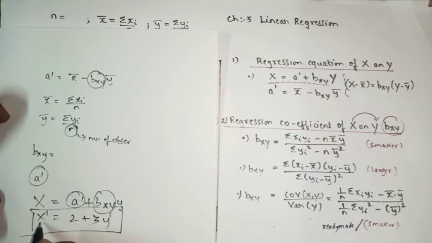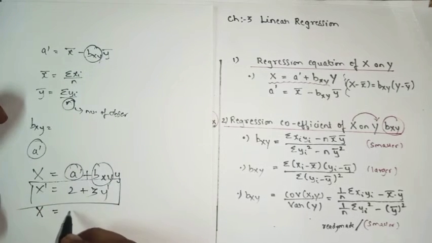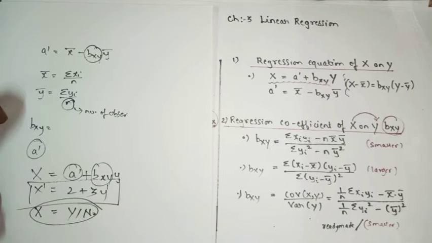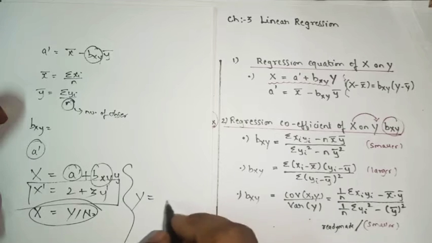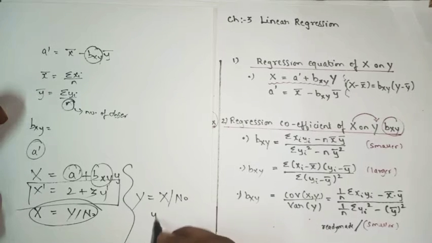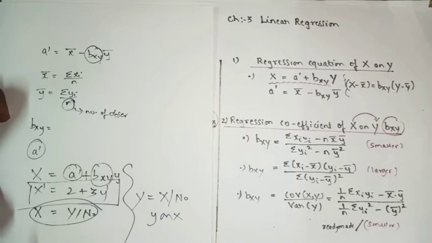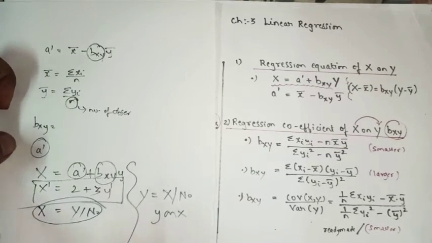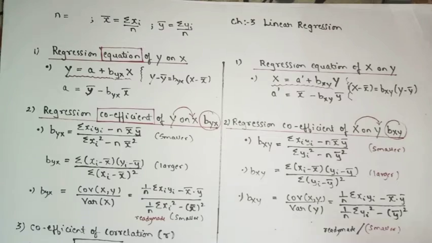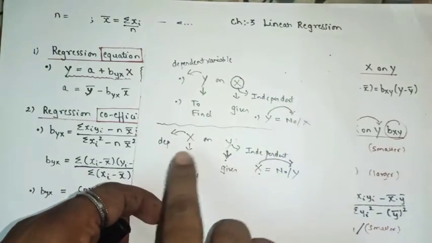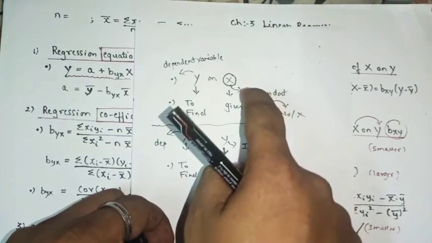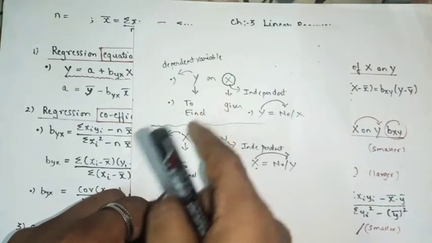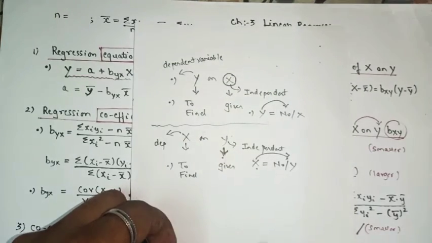And why is it x on y? Because on the left hand side we can clearly see x is there, and on the right hand side y and a number are there. Understood? If on the left hand side y is there and on the right hand side x and a number are there, it is known as y on x. So I have explained everything about y on x and x on y, and how to remember them.